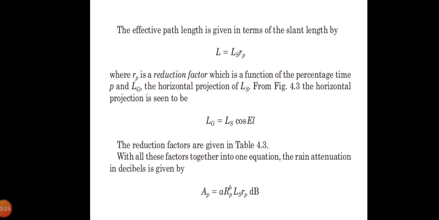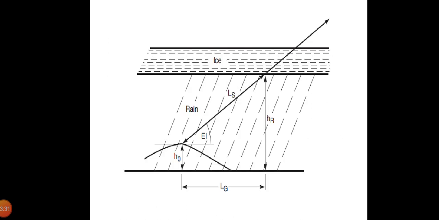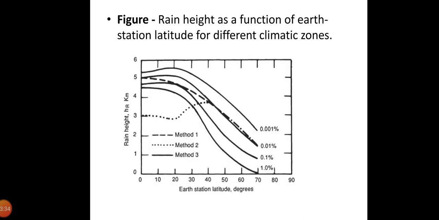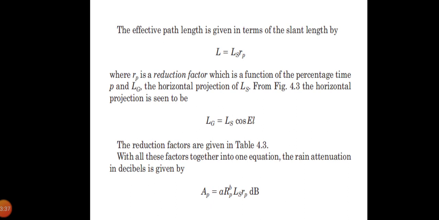The effective path length is given in terms of slant length, that is L = LS × rP, where rP is the reduction factor, which is a function of the percentage time P and LG. The horizontal projection of LS is denoted by LG, and it is seen that LG = LS × cos EL. You can derive that from this diagram. Now with all these factors together in one equation, the rain attenuation in decibels is given by AP = a × Rp^b × LS × rP in dB.